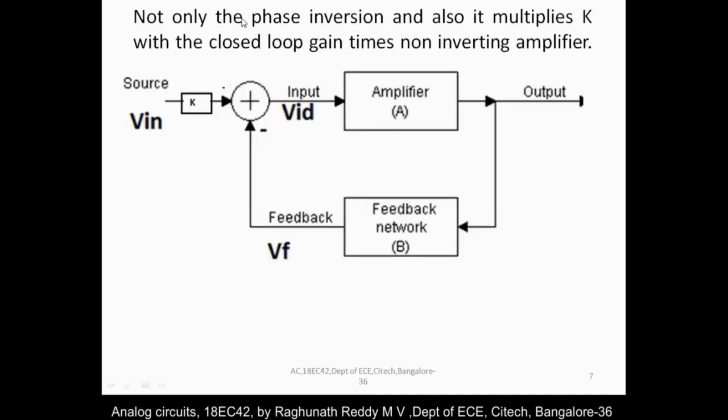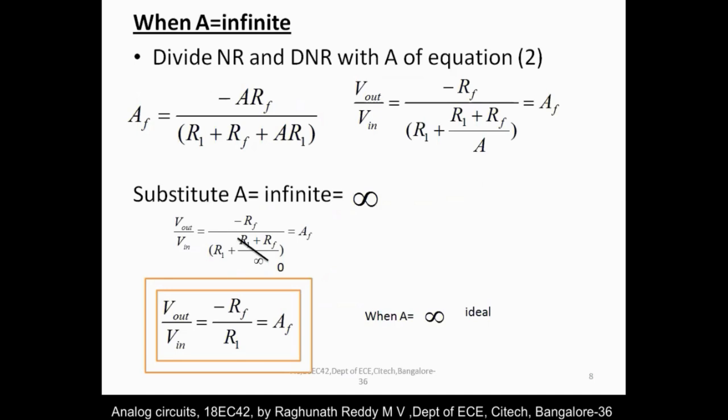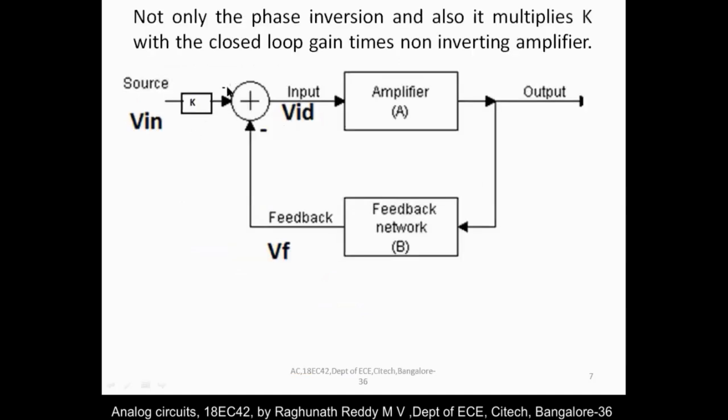This is the feedback form representation of the inverting amplifier. The difference between non-inverting amplifier and inverting amplifier here is, here it is negative, here also negative. It means that it will provide 180-degree phase shift.